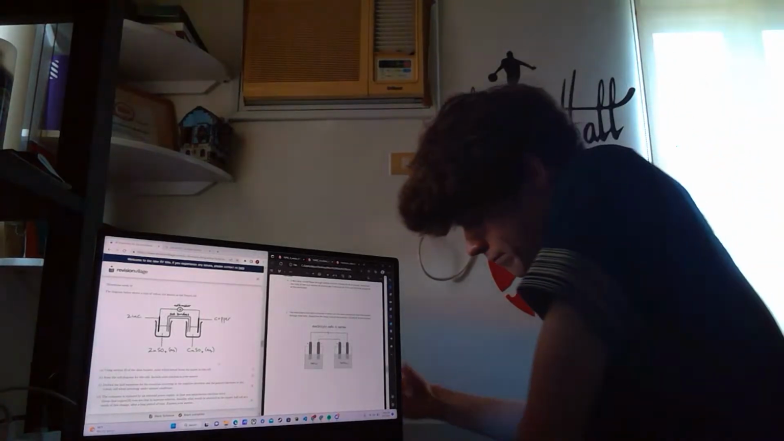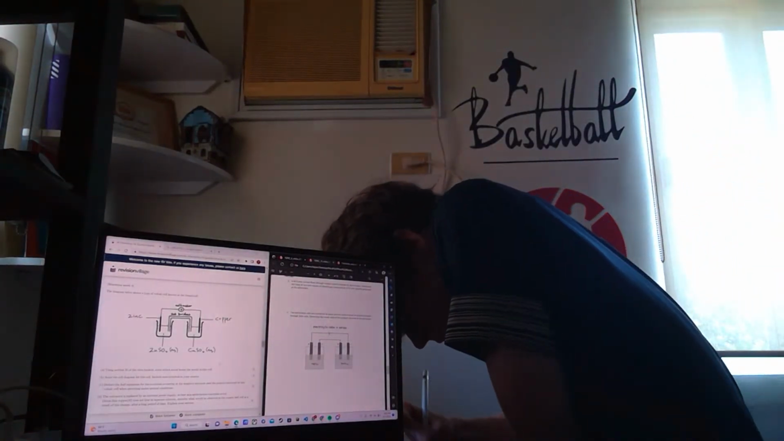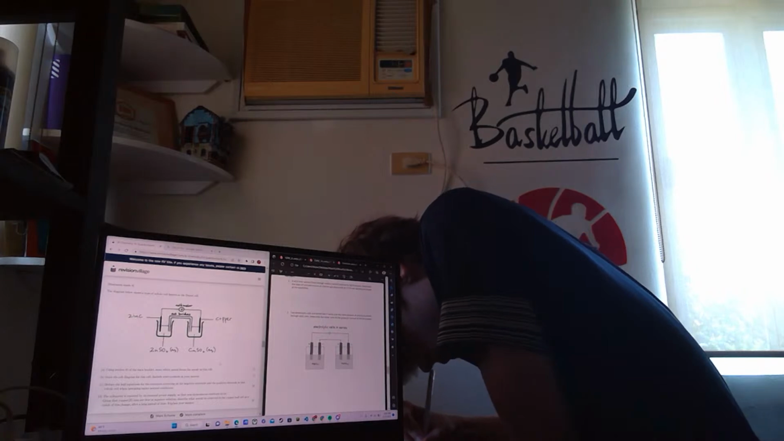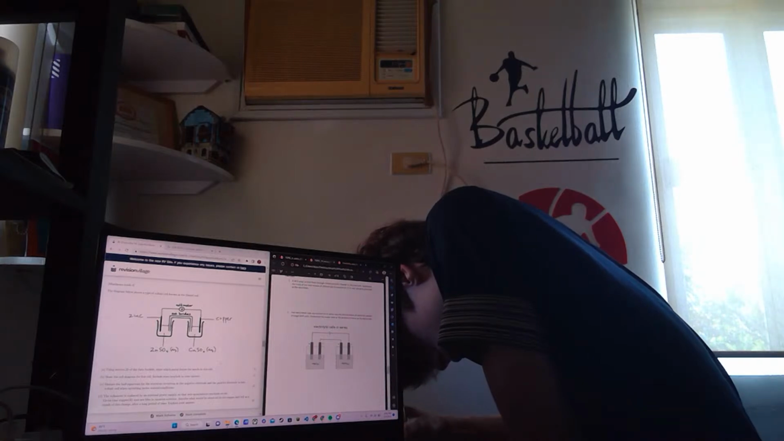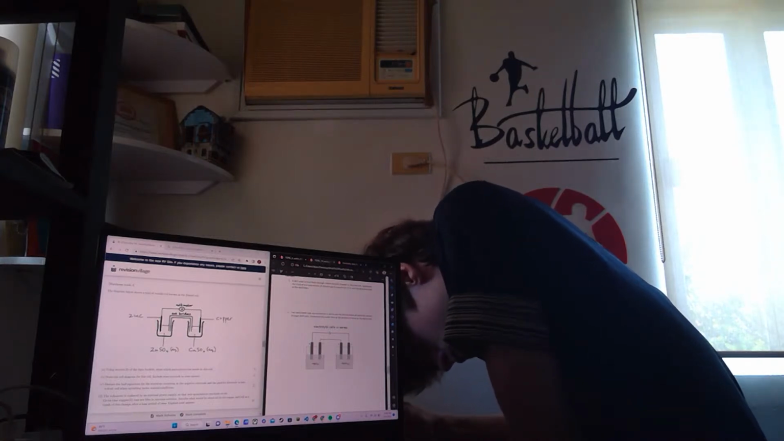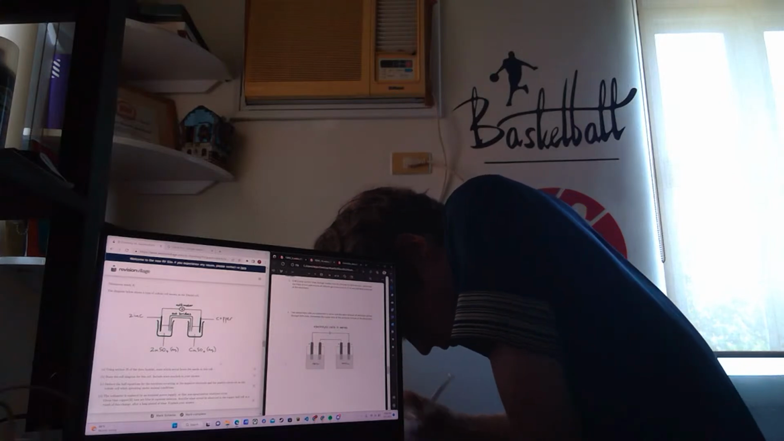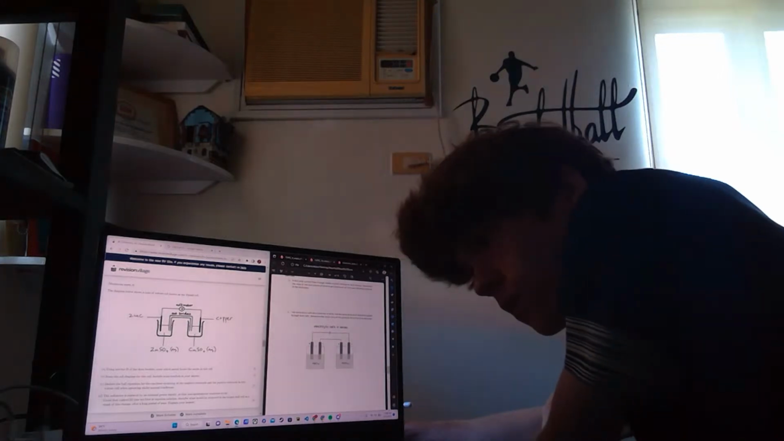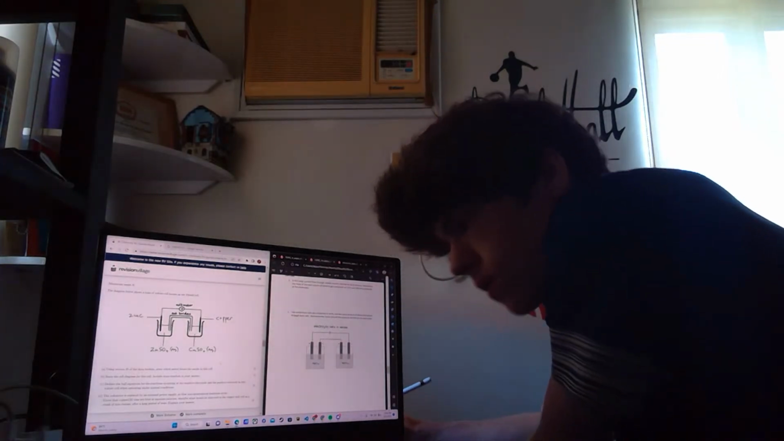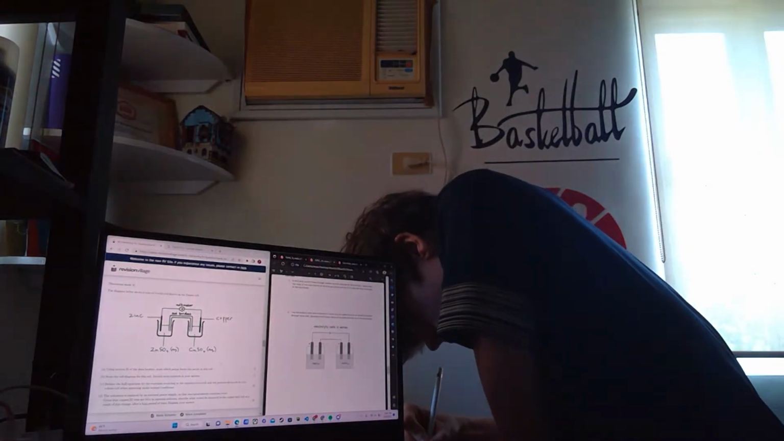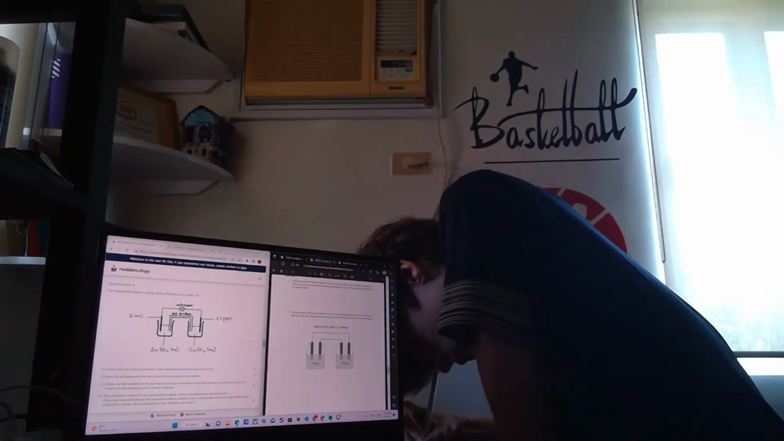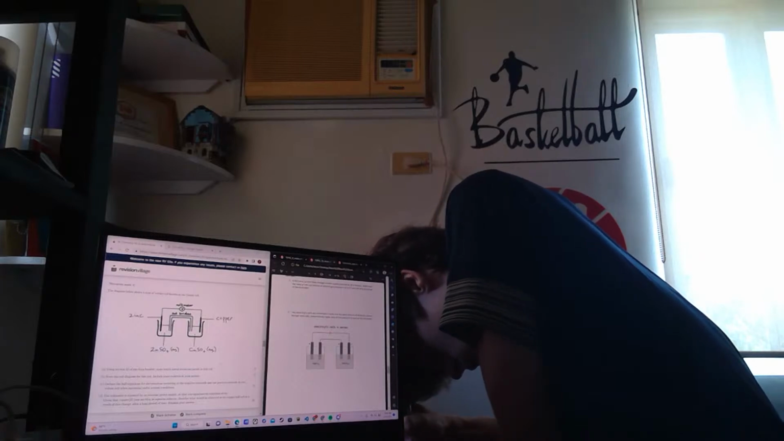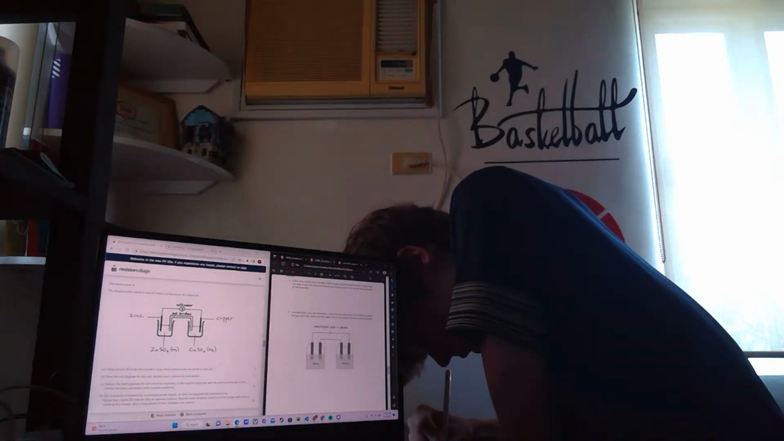The copper becomes more blue as the non-spontaneous reaction proceeds.